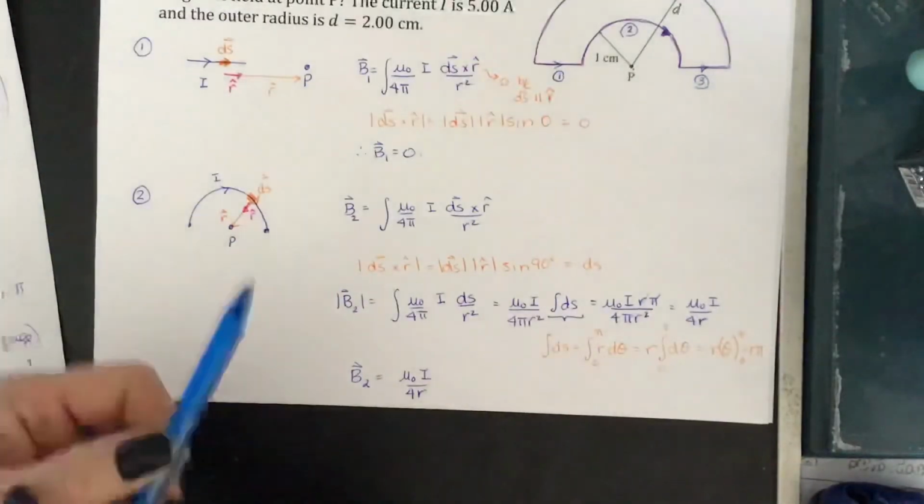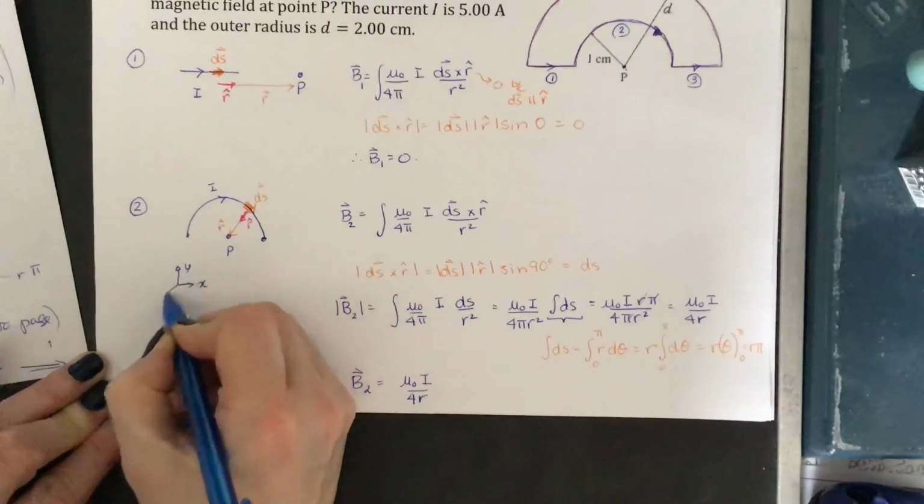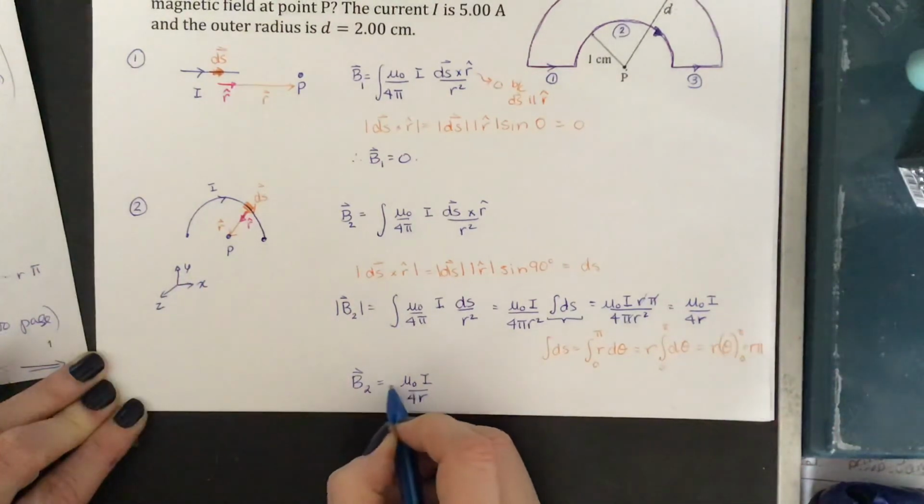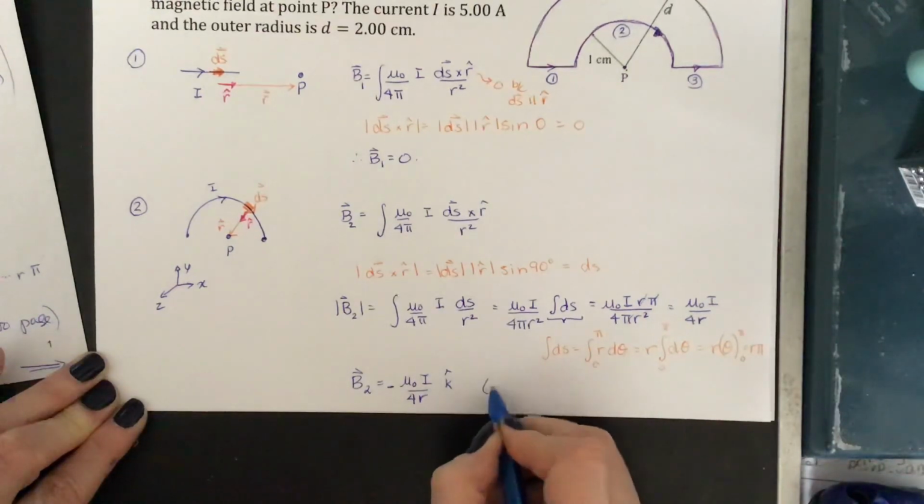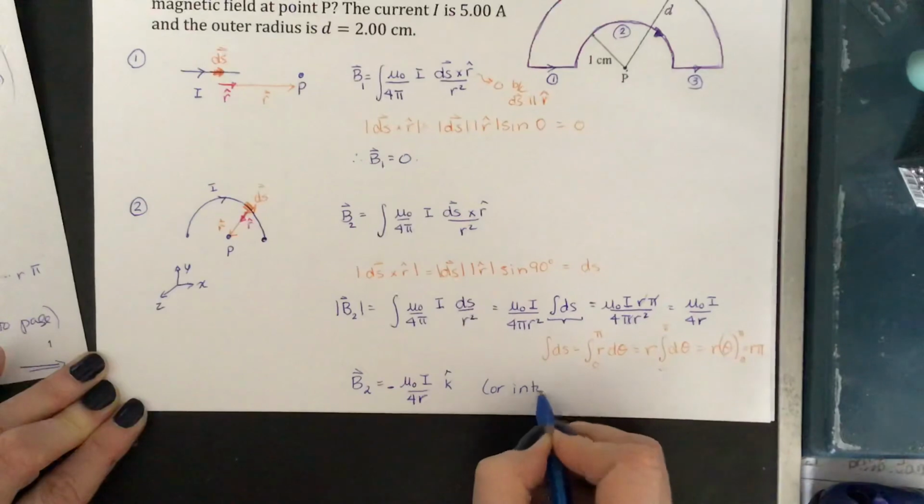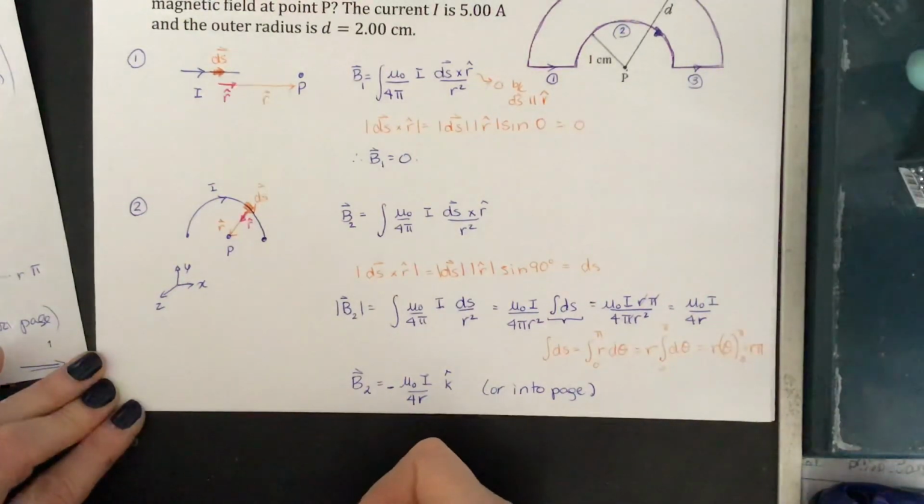There are two ways you can write down your answer. You can use Cartesian coordinates. I'll do it that way. X, Y, Z. Positive Z is out of the page. This one is into the page, so the direction is minus k hat. Okay, there's our magnetic field due to segment 2. Next we'll do 3 and 4.